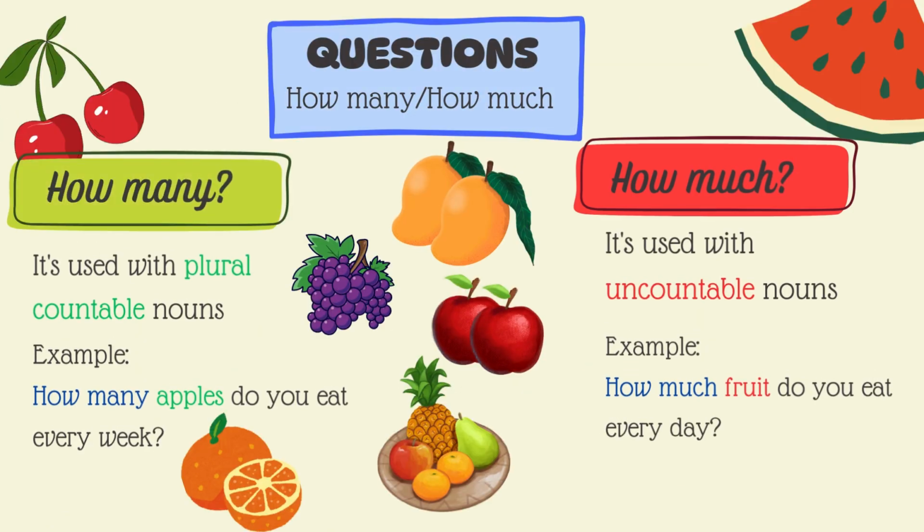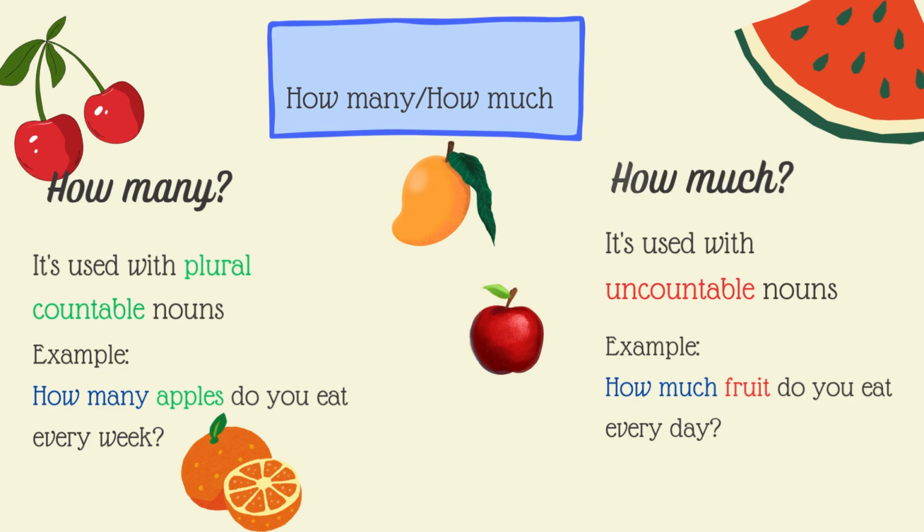Now we have the questions, and it says how many and how much. How many is used with plural countable nouns. Look at the example: How many apples do you eat every week? We use how many because apples are countable, right? So it's correct. And then we have how much. How much is used with uncountable nouns. The example says, how much fruit do you eat every day? We use how much, right? Because fruit is uncountable, so it's correct too.